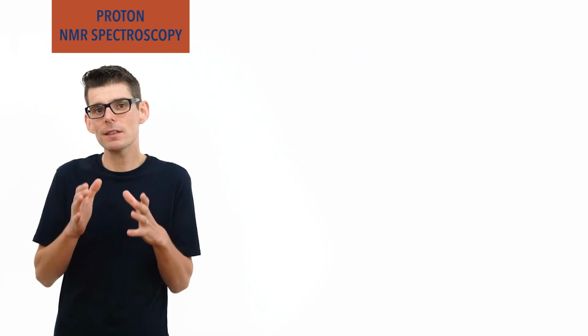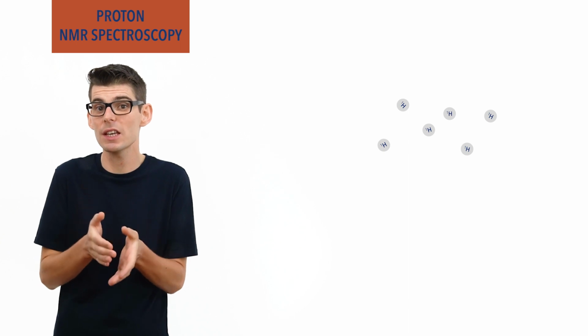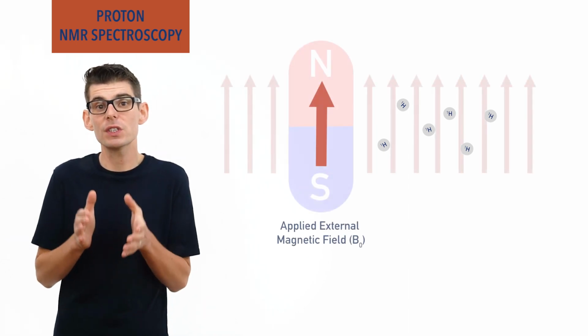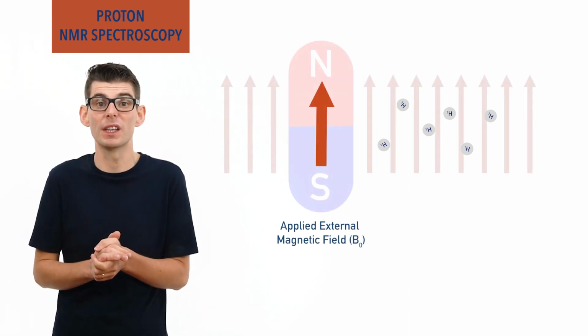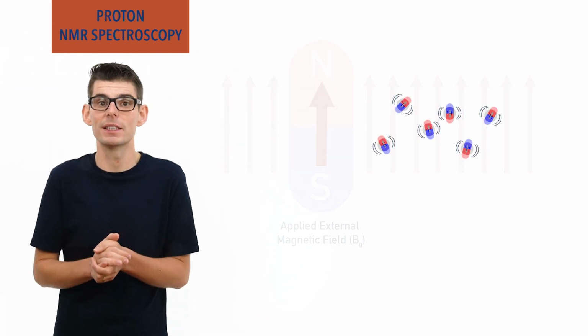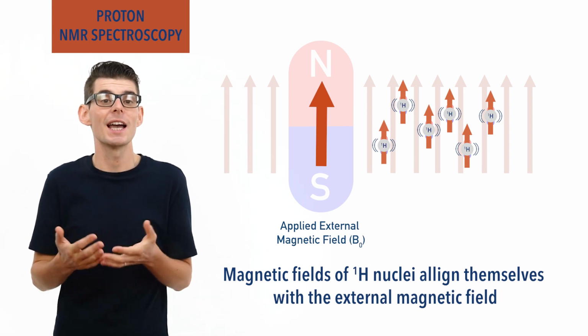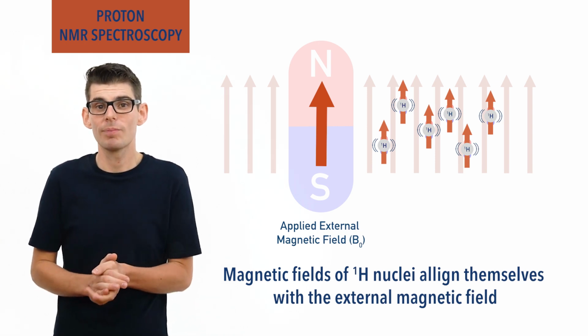If an organic substance that contains hydrogen atoms is placed in a large external magnetic field, the spin of all the hydrogen nuclei, protons, will align themselves with this magnetic field and as a result become slightly lower in energy and more stable.